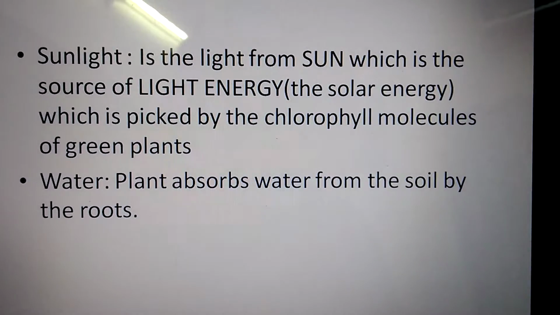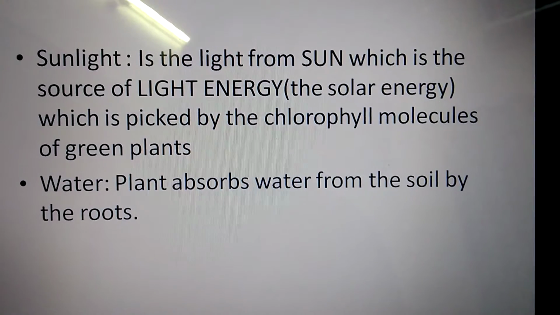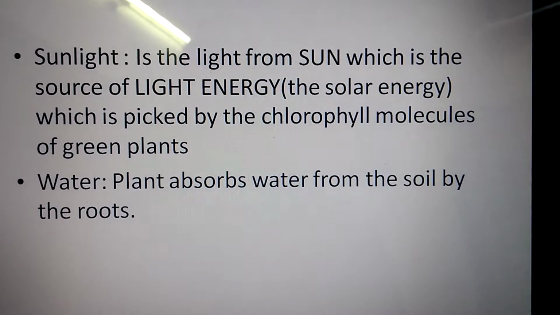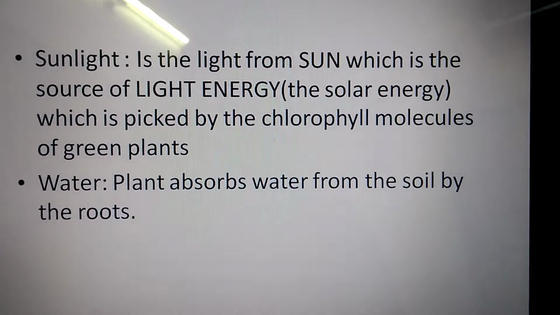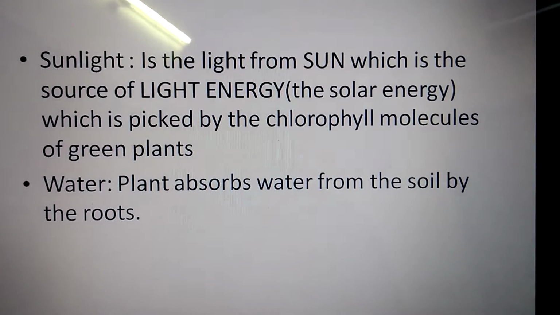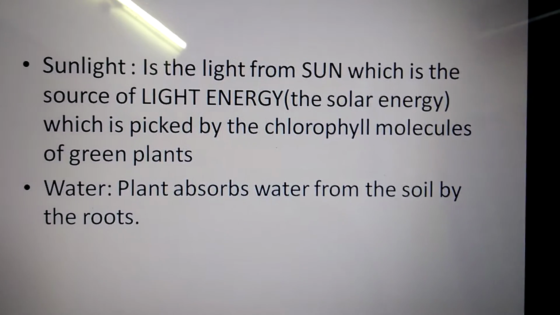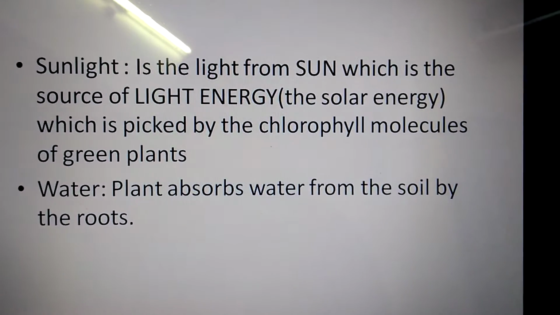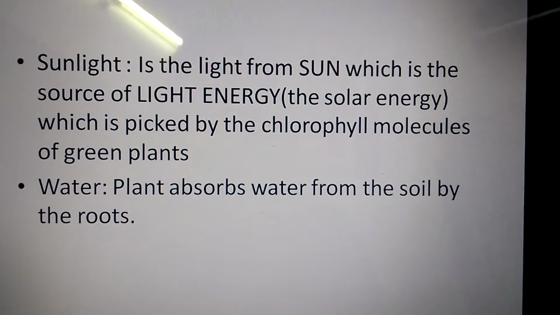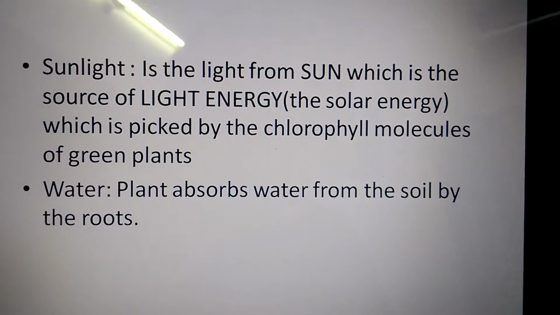The light which we are receiving from the sun can be said to be light energy or solar energy, which is picked up by the chlorophyll molecules of green plants and converted into the chemical bond of your food particles. Okay. Now the next thing which plants require during photosynthesis is water, and this water is absorbed by the plants from the soil by their roots.